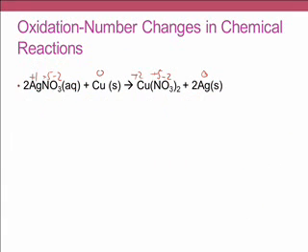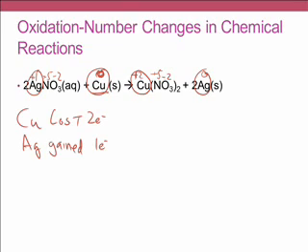Okay, so I put the oxidation numbers in here already. We want to look at when oxidation number changes in a chemical reaction, what does that mean? So we can see here the copper is a 0. It's all by itself, so it has an oxidation number of 0. But then we see that it goes to a +2. The silver had a +1, but then it went to an oxidation number of 0.